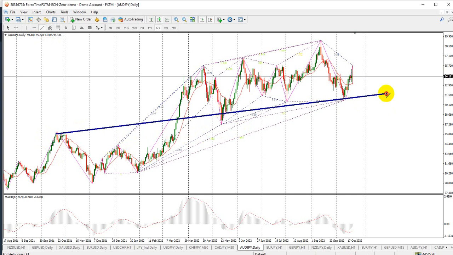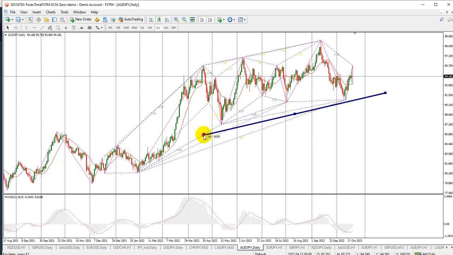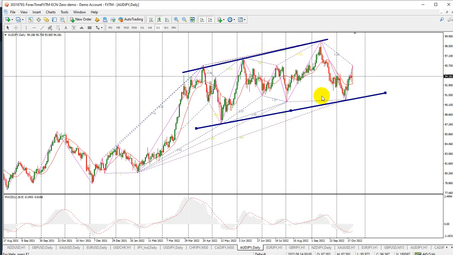Let's see something. Okay. Let's see something. AUD JPY. Alright. For AUD JPY, I think this setup, AUD JPY is bullish. But from the last movement, this is exactly what we are looking for.